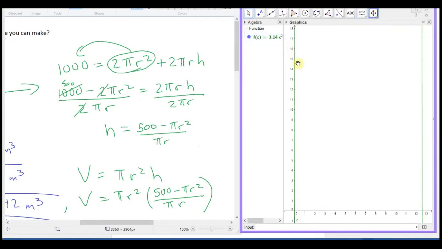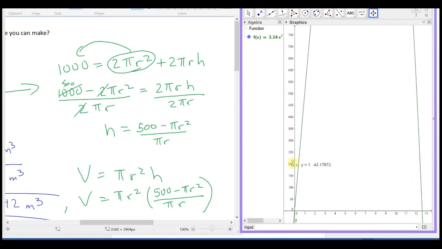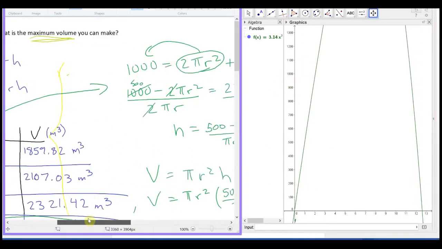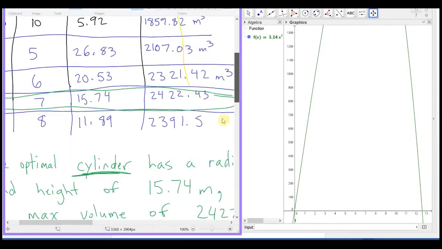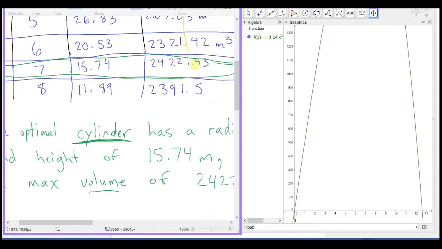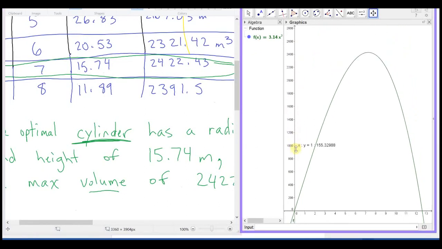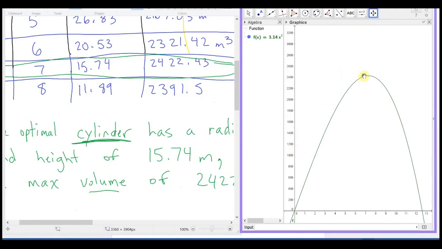The only problem is we can't see all of it, so we need to adjust the axes here. We're trying to see the shape of this graph. We're trying to figure out what the maximum volume is. And we knew from what we did earlier that the maximum volume is about 2,400. I'm at about 1,200, so I have quite a bit more to go. There we go. There's the maximum value. It's right around here.